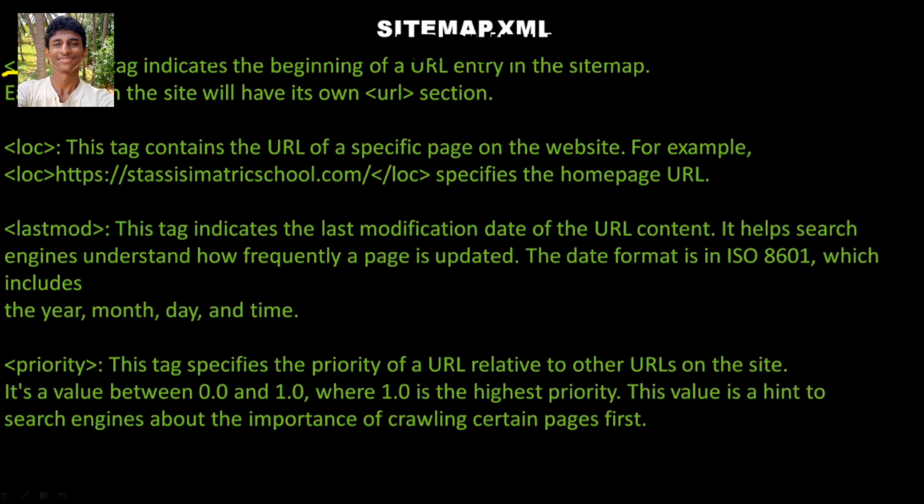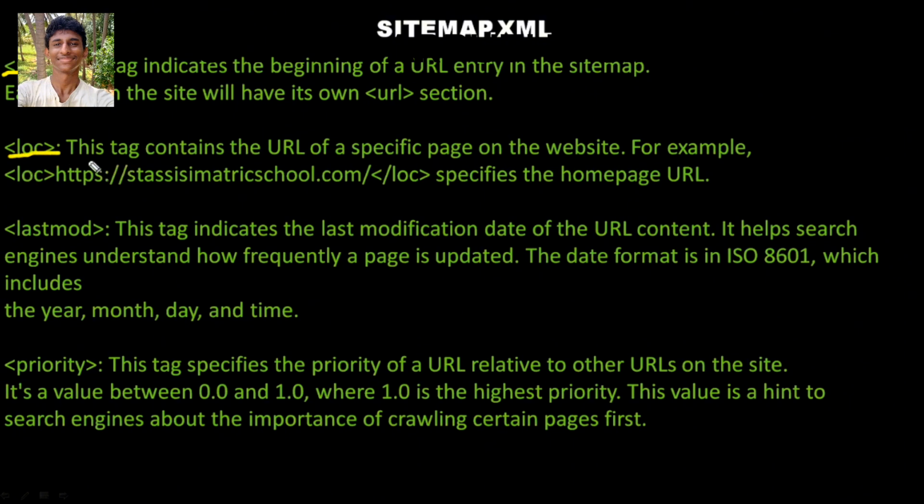First of all, we have a URL tag, which indicates the beginning of a URL entry in the sitemap. It basically means that before defining the actual URL, you need to define this tag, which tells the search engine that you are going to use a URL. Each URL on the site will have its own URL section.